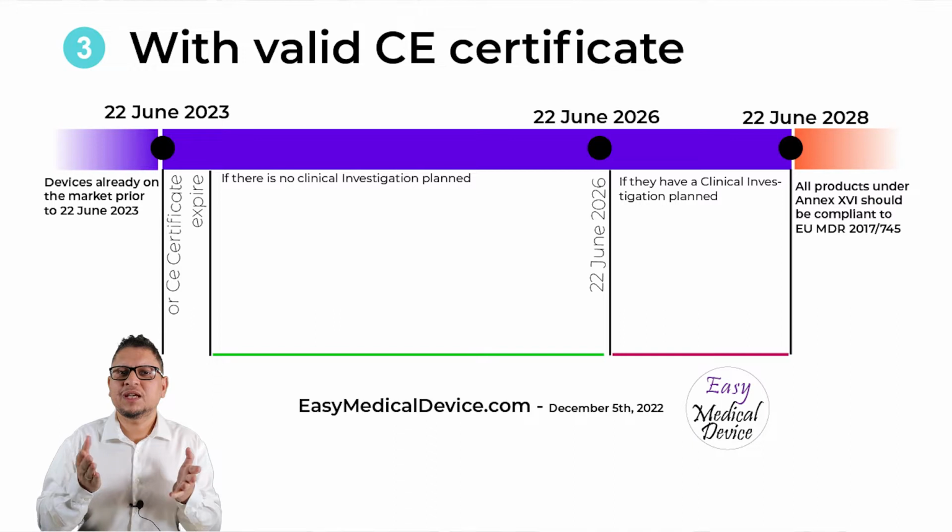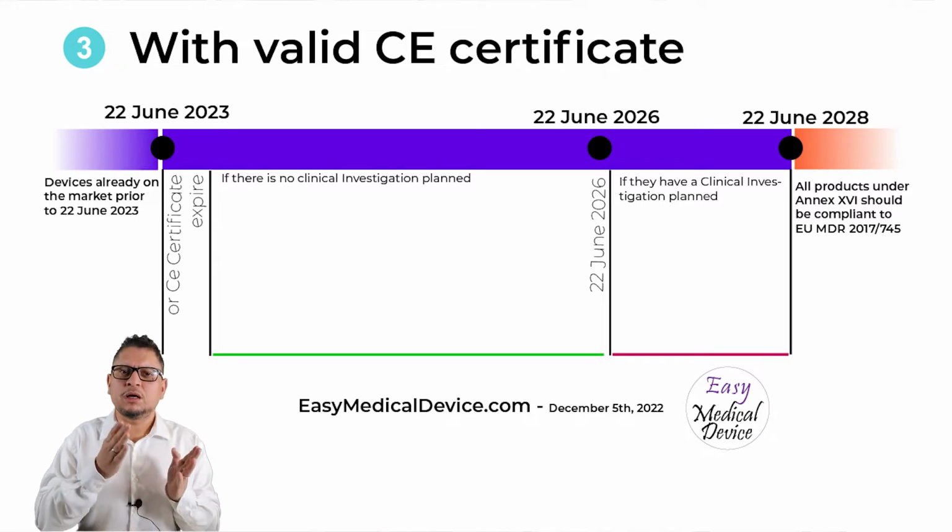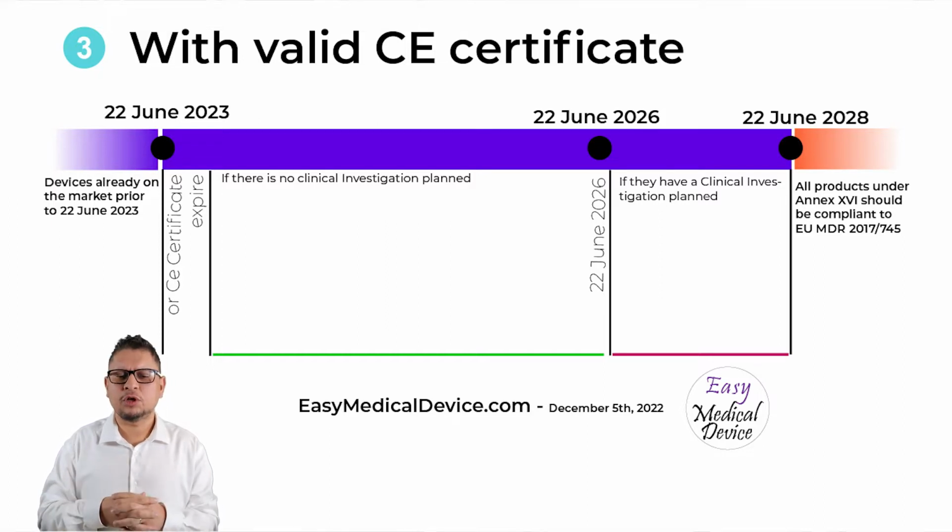If you have a C certificate, your transition period can start from the date of the expiration of your C certificate or by the 22nd of June 2023, if it is coming before. There, you have the combination of both timelines that we just discussed before. If your product is planned to go through a clinical investigation, then you have to go until June 2028.